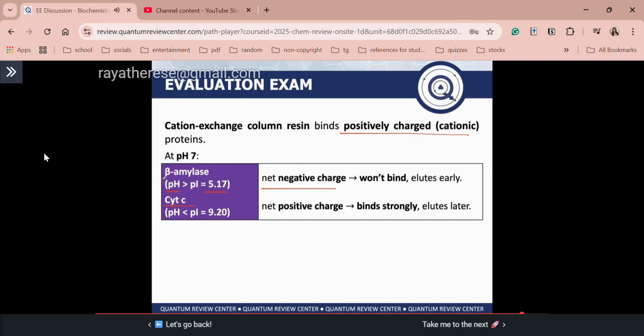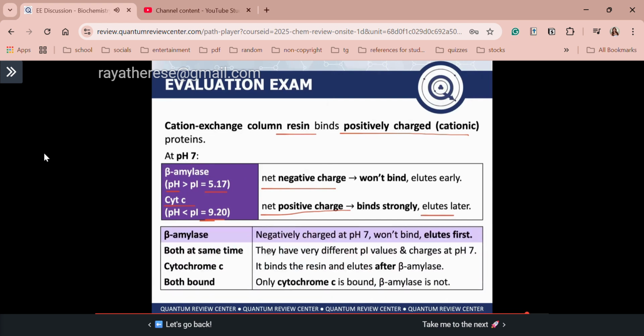On the other hand, cytochrome C has a PI of 9.20. So of course, class, it will carry a net positive charge because your pH is less than the PI. So it hasn't reached its isoelectric point yet. Remember, if your pH is greater than PI, the amino acid or the enzyme in particular is deprotonated. Now, if pH is less than your PI, it is still protonated. We discussed this in our discussion on isoelectric point. That's why cytochrome C will still carry a net positive charge and thus it will bind to your resin. That's why it will elute last.